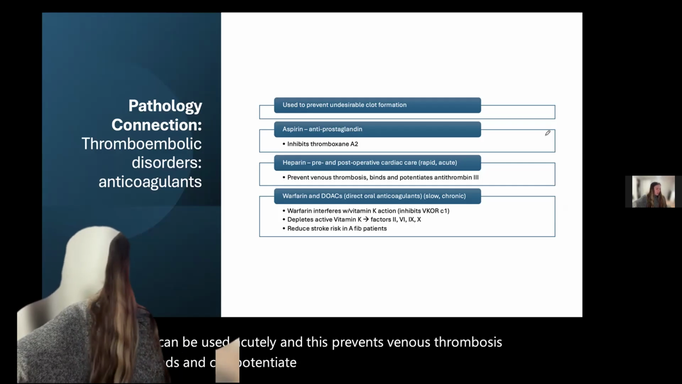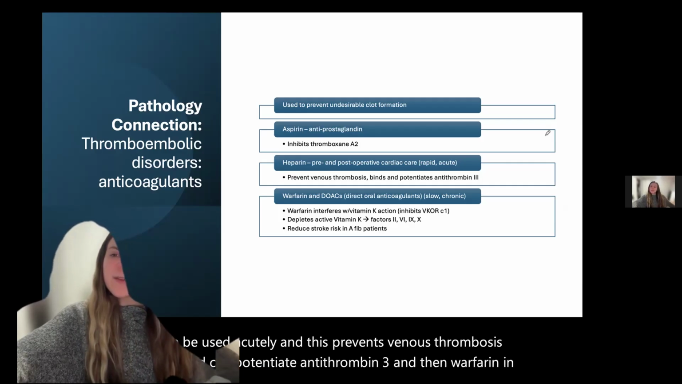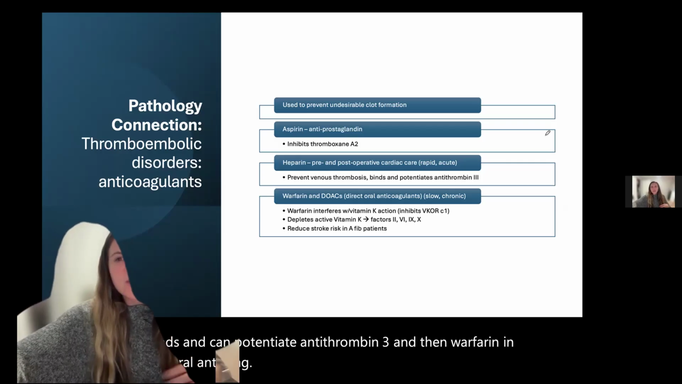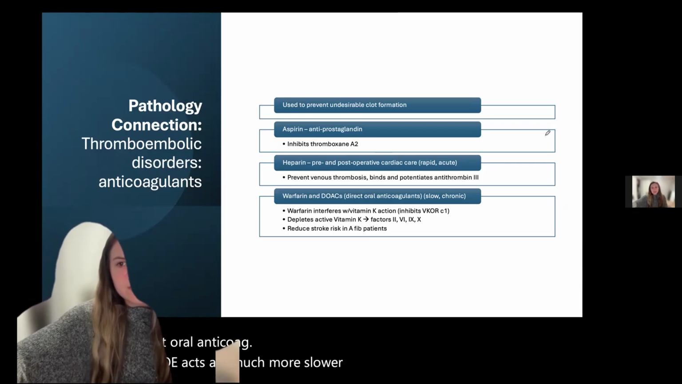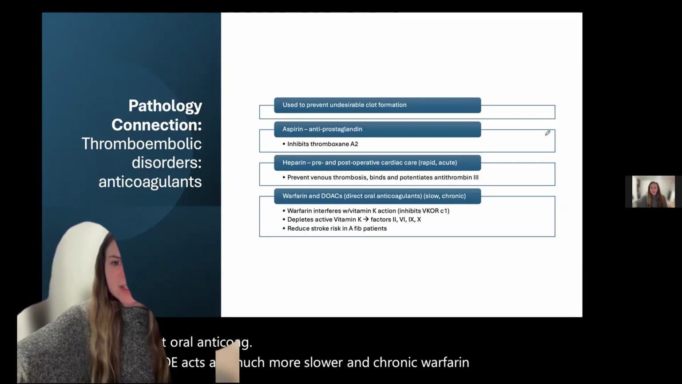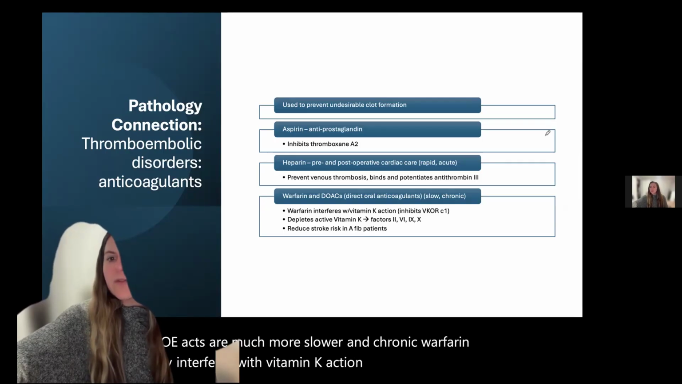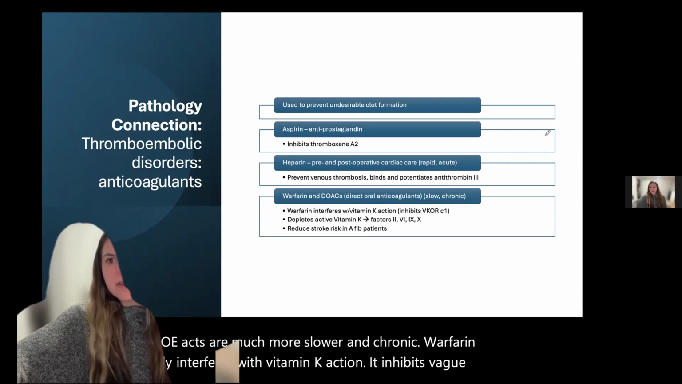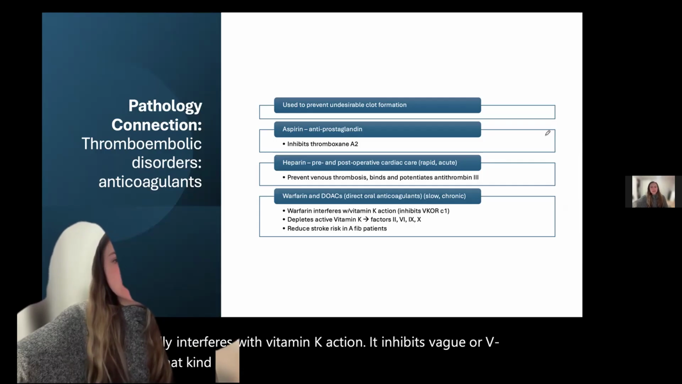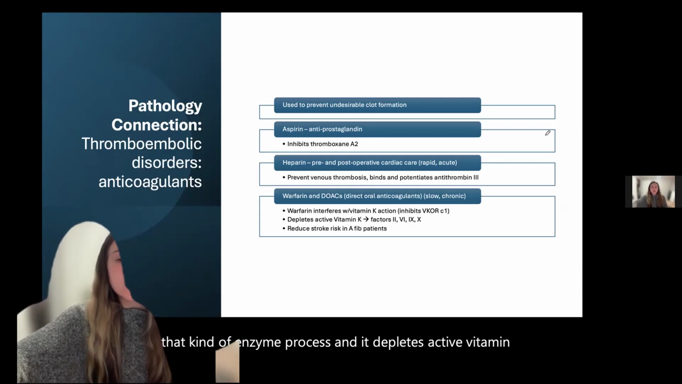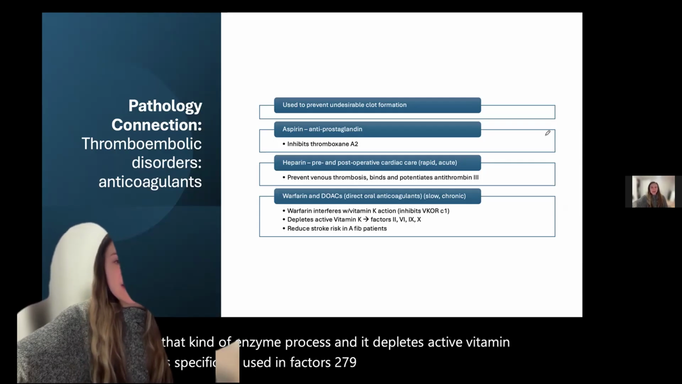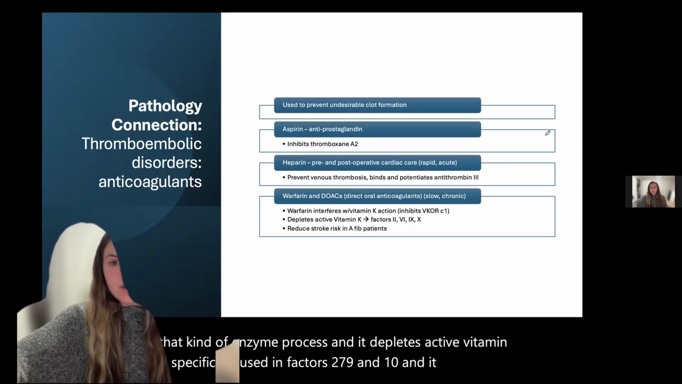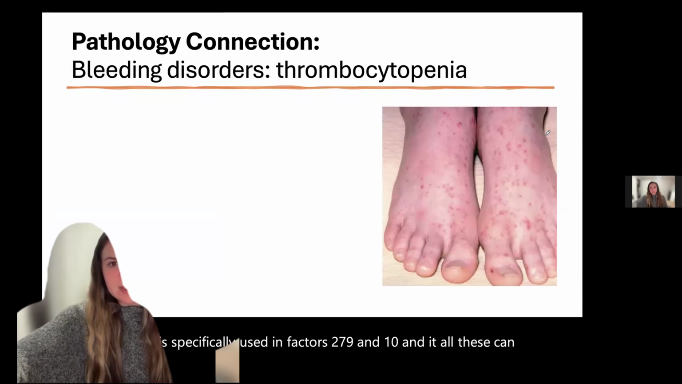And then warfarin and our direct oral anticoagulants or our DOACs are much more slower and chronic. Warfarin specifically interferes with vitamin K action. It inhibits VKORC1, that kind of enzyme process. And it depletes active vitamin K, which is specifically used in factors 2, 7, 9, and 10. And all of these can reduce stroke risk in AFib patients.